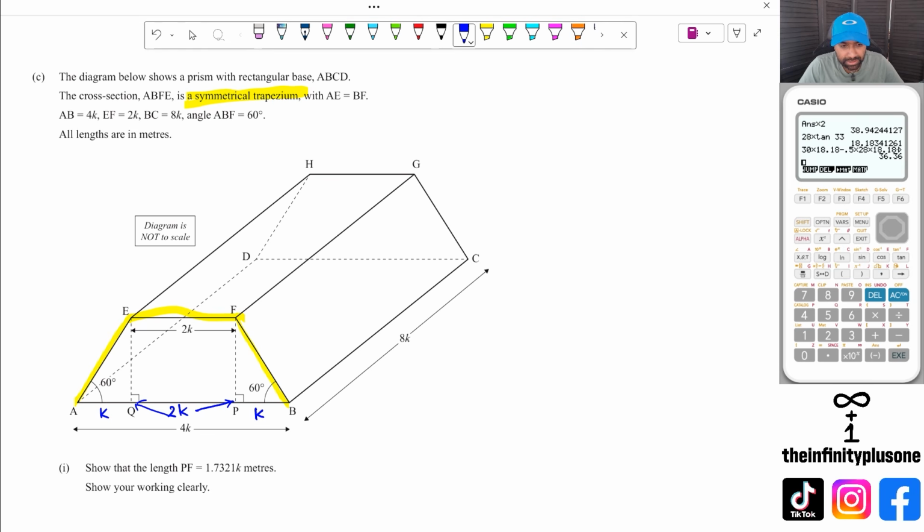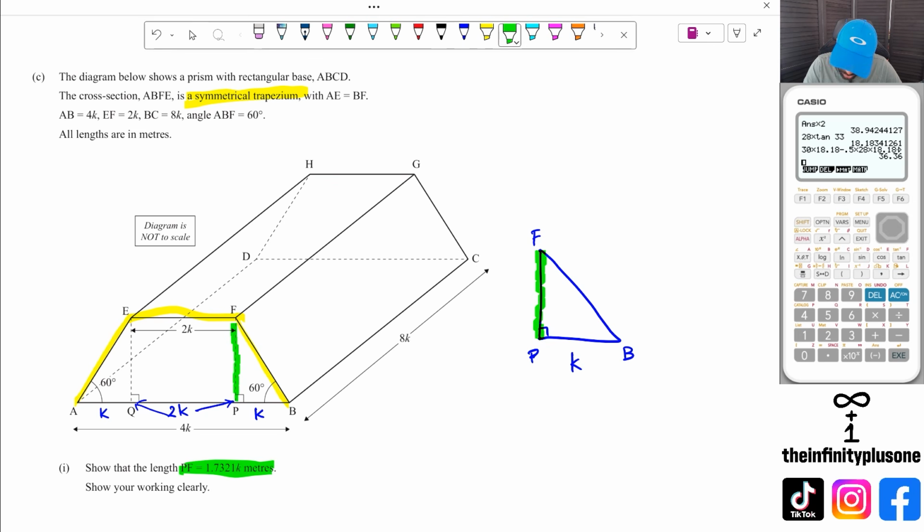The question is asking you to show that the length PF, so PF is this thing right here, is 1.7321K. So all we're going to do is take that triangle apart, where this is going to be F, P, and B. We've got a K here, and just to highlight, this is the green part that we need to show, and the yellow part is there for the trapezium. I'm just looking at the edge of the trapezium. So I need to figure out what the opposite is and the adjacent. I've also been given the angle, which is 60 degrees.